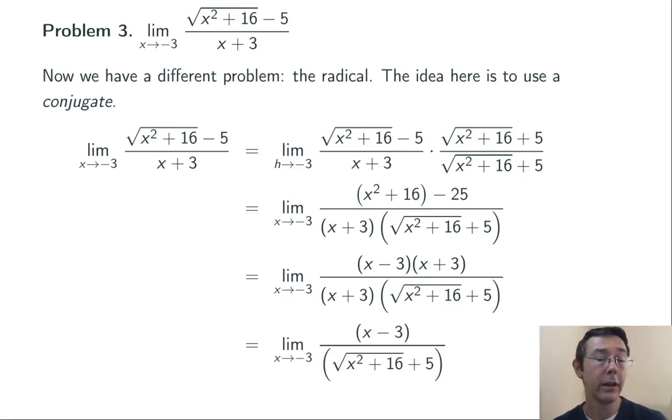Now, as x goes to negative 3, the denominator is no longer going to 0. Overall, I get negative 6 over 10, or negative 3/5.